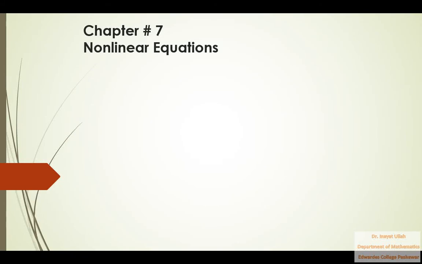Dear students, today we will start chapter number 7, whose title is Non-Linear Equations. This chapter deals with the numerical solution of f of x equal to 0. You'll be given a function, an equation, and we need to solve that equation numerically to find the value of x.